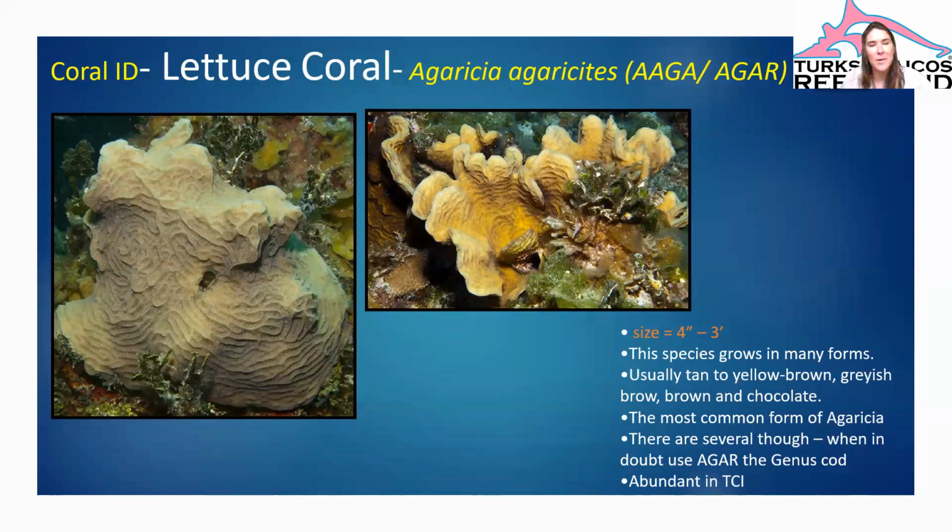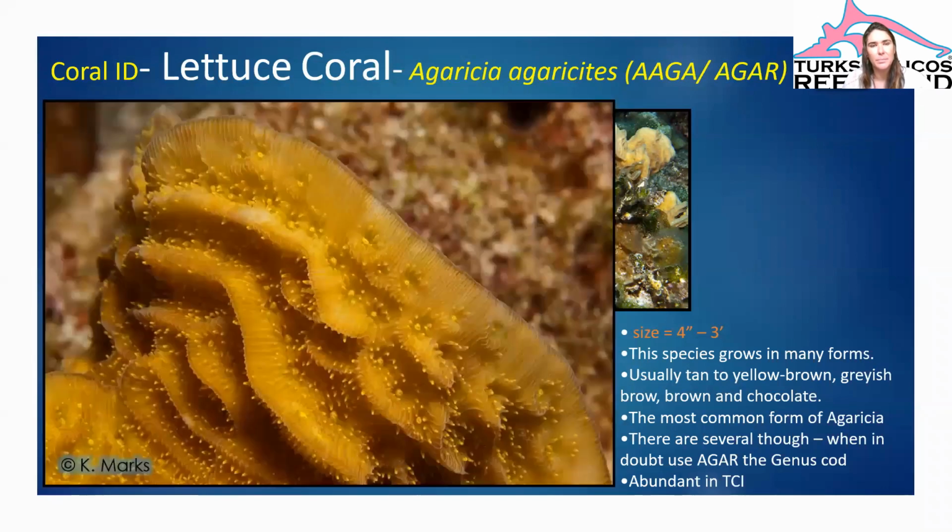They're usually tan to brownish, yellowish. Sometimes they can be dark brown or chocolate colored. Here I usually see them more in the yellow to brown. And there you can see a close-up. All Agaricia species have these wonderful ridges that you can see here with these tiny little polyps. Often you'll see these little specks are kind of fluorescent, either yellow or green or orange. And it becomes obvious that it's part of the genus Agaricia. So again, I would just put AGAR for that.